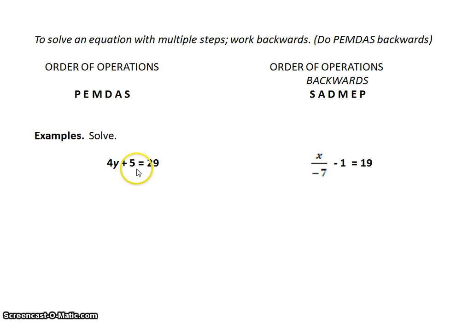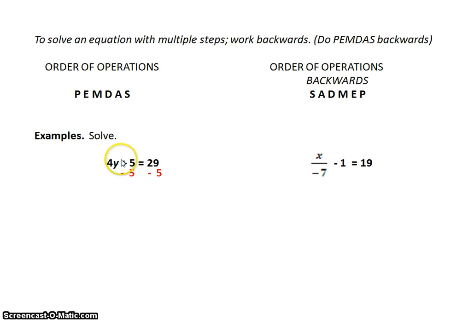Now, we are trying to undo this. So we're going to use the order of operations backward, which means that I want to undo the addition first. How do we undo adding 5? Well, simply by subtracting 5. Now I can do that to the left-hand side of the equation as long as I subtract 5 from the right-hand side of the equation.